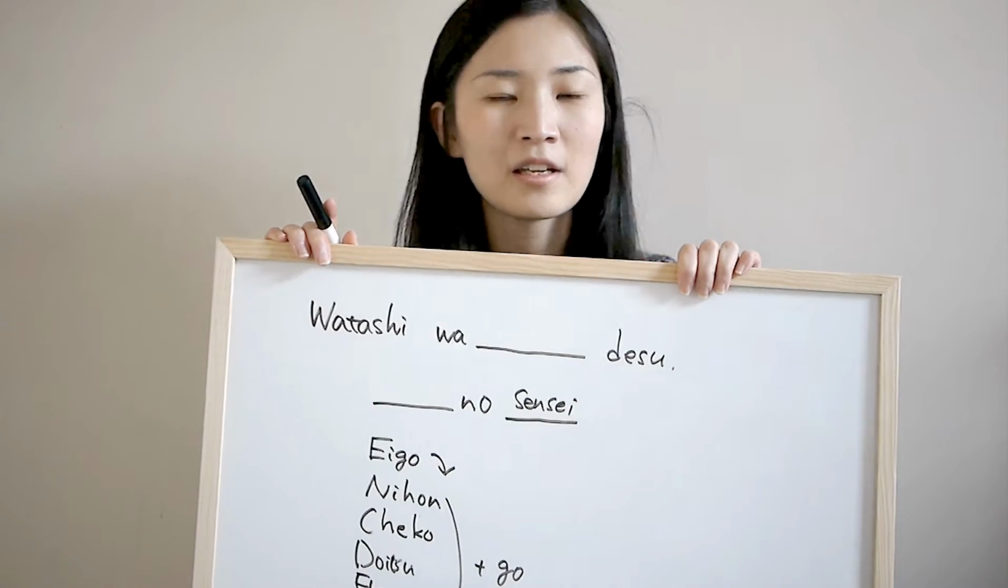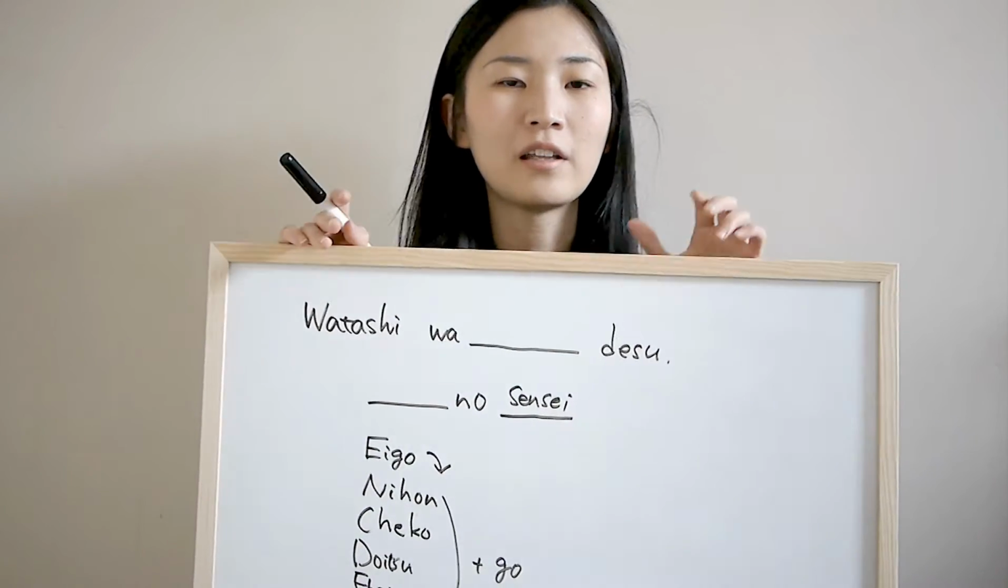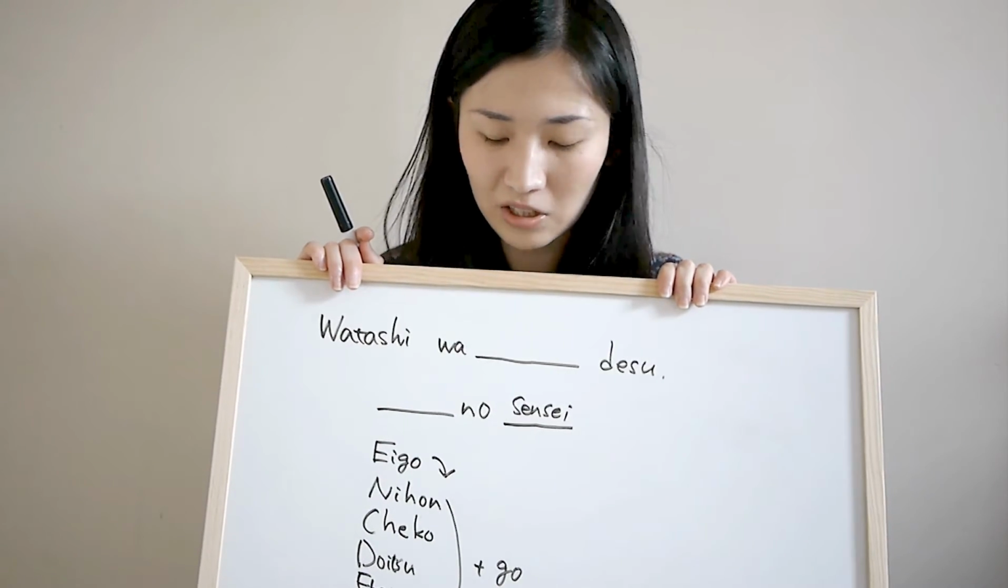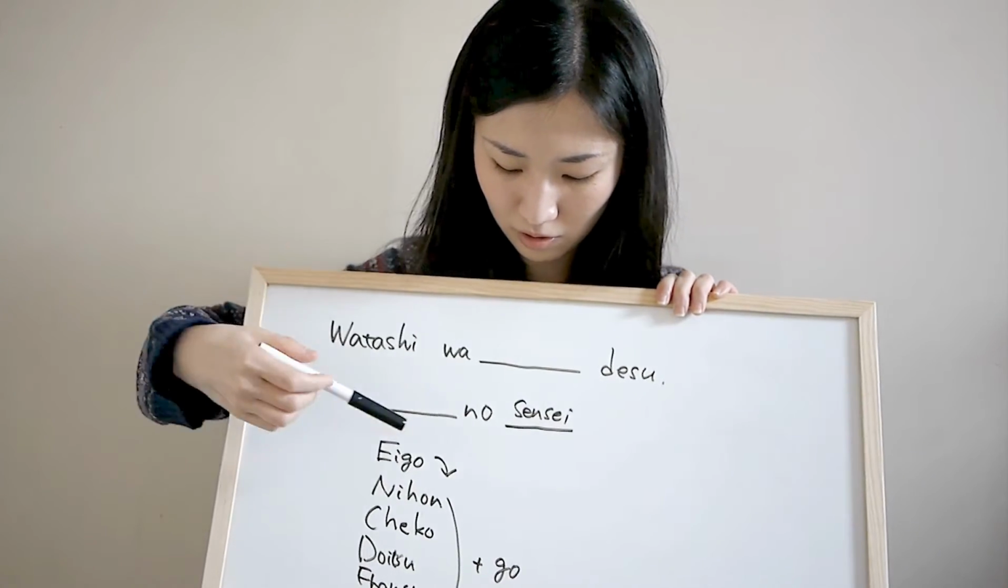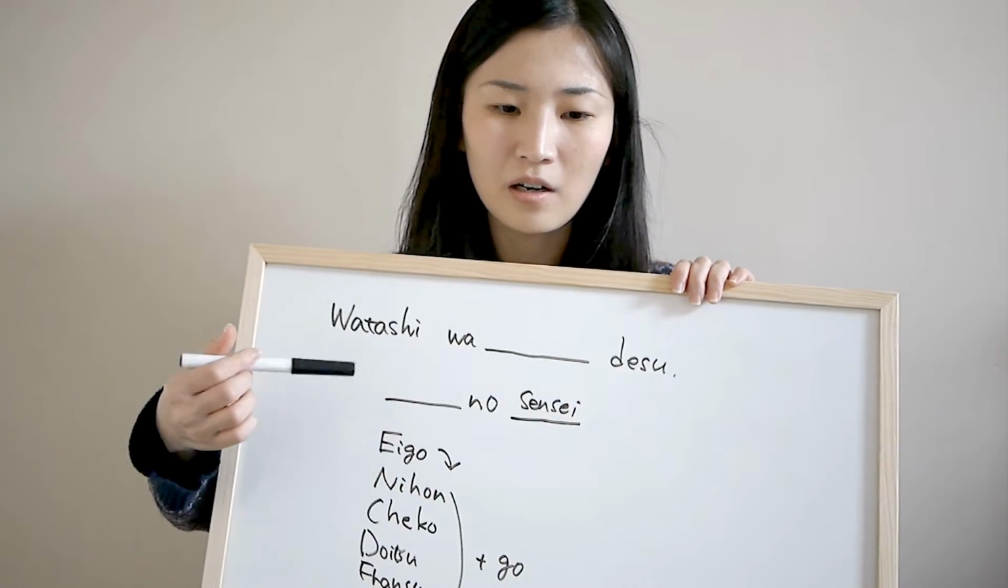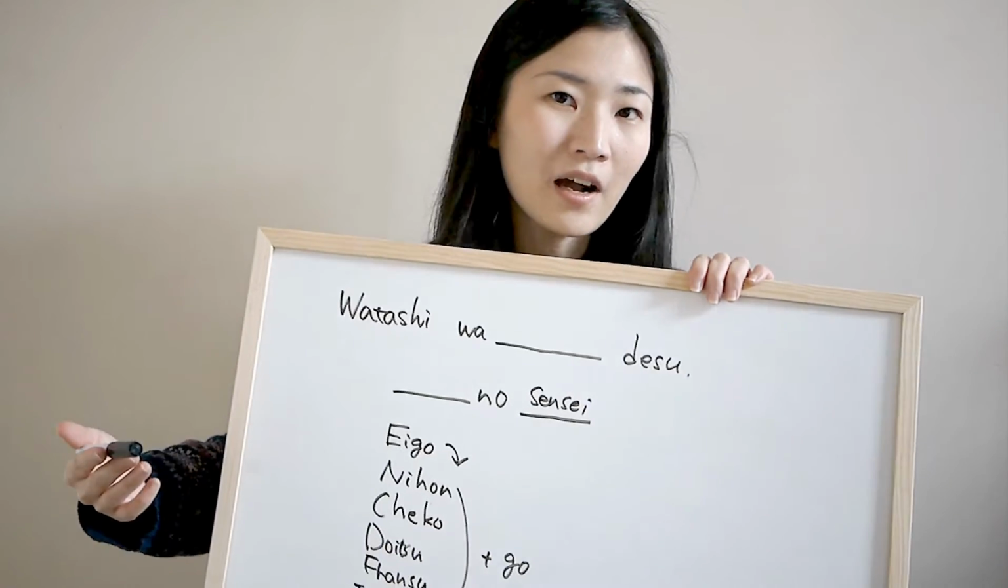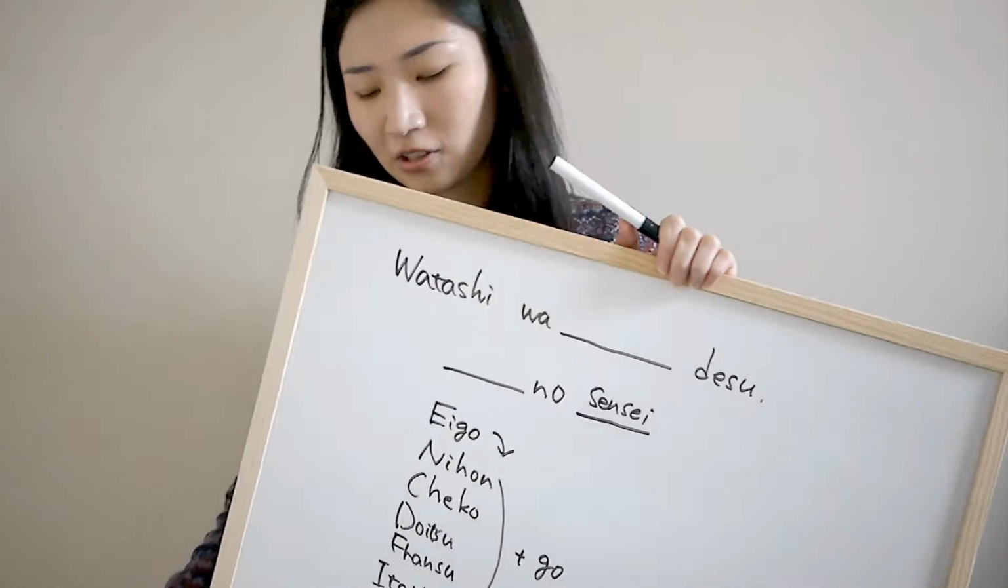other countries and you can put go to make a language. So this is the first step that we put sensei here, but we can make other things, not only language.